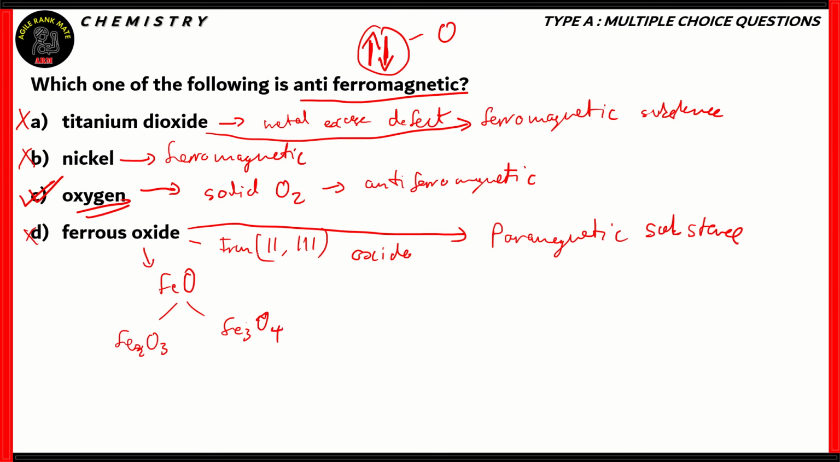Some people say that ferrous oxide and titanium oxide are antiferromagnetic. However, titanium oxide is mostly found to be ferromagnetic because of the metal excess defect, and ferrous oxide is a hodgepodge of oxides, so it all turns out to be paramagnetic in the end. So therefore option C, oxygen, is the most appropriate answer.